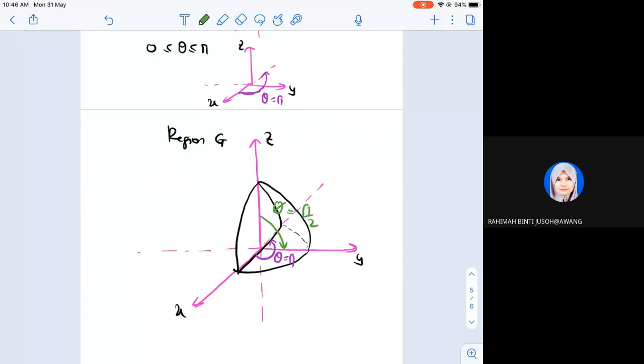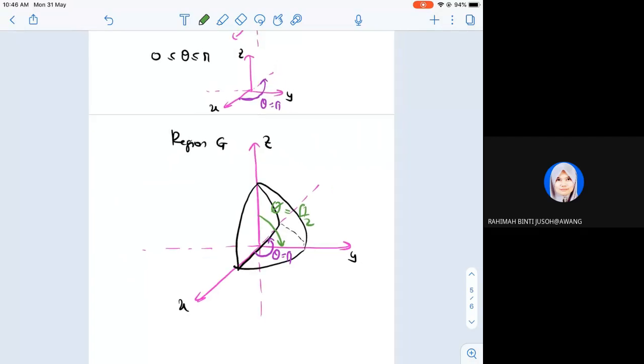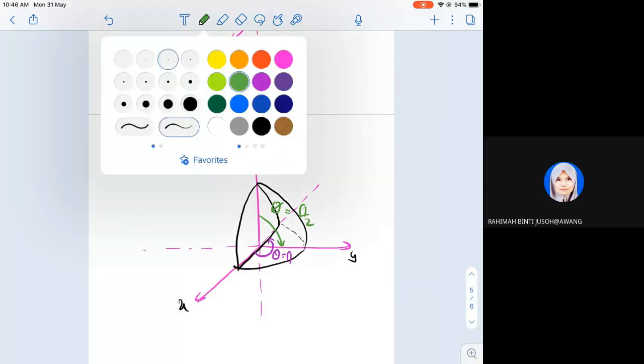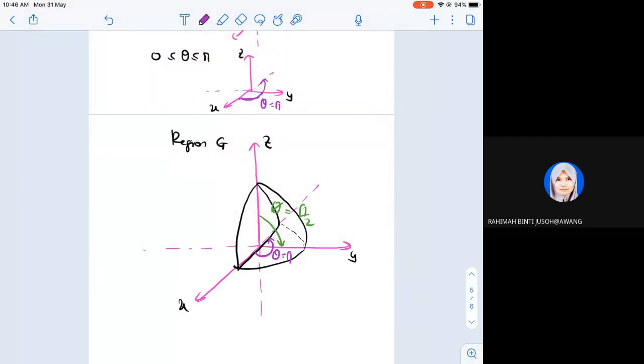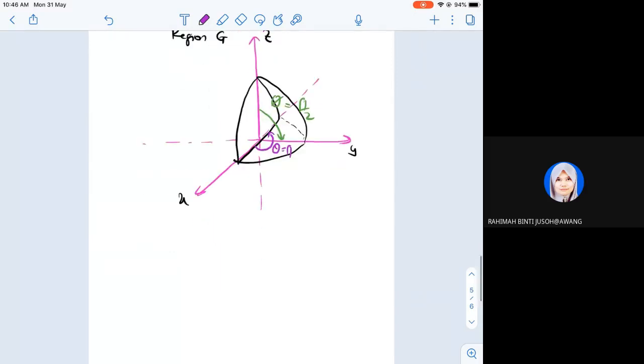Understand guys? Kalau theta ni patah balik ke sini, kalau theta you tu pusing balik ke sini, baru dia ada belah sini. Baru dia ada belah kiri ni. Tapi dia tak ada. Okay, dia hanya ada sampai situ je. Gitu. So we just have a quarter of sphere lah.